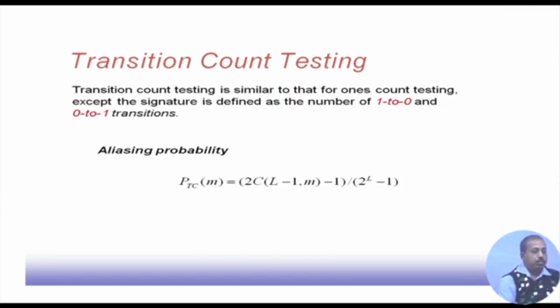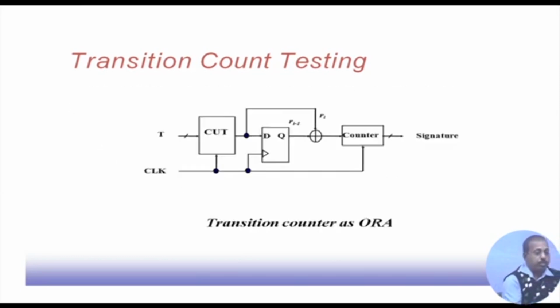Transition count testing. This is similar to ones count testing, except that we need to count the 1 to 0 and 0 to 1 transitions. So, it is not only the values 1 or ones, but it is also the transitions. Aliasing probability will be given by this expression, and the circuit for this will be something like this.